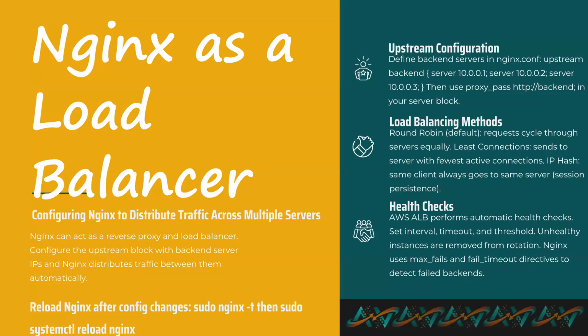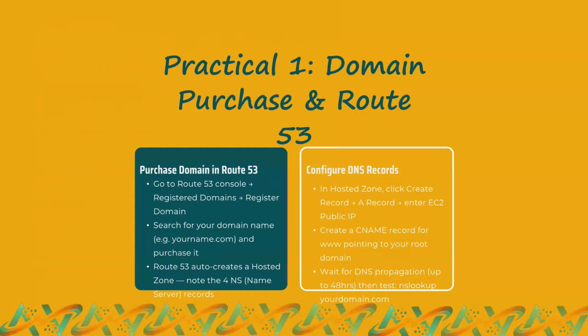And the type of method we're going to use is the round robin method. The round robin requests cycle through servers equally. So this particular method distributes traffic among servers equally. Least connection sends to the server with the fewest active connections. The reason why I'm not going through all of these is because these are practical stuff. If I go through them, you might not really understand me at the beginning. But once I do them and you go through this slide, I bet you will understand this.